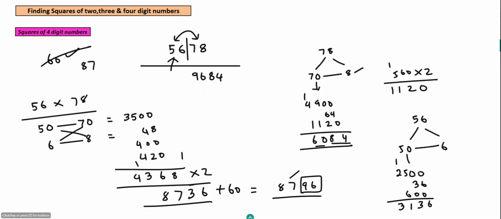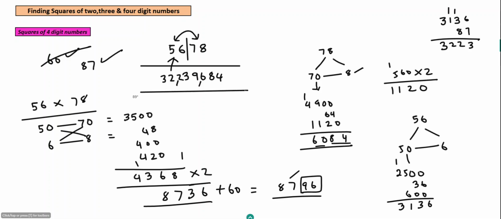3,136. But remember, we have a carry of 87. So we have to add with this 1, 11, 12, 1, 2, and then this is 3. So it's coming as 3,223. And we can write that in our answer, which means this is the square of the number. So it's coming as 32,239,684. So this is the square of the number 5,678.